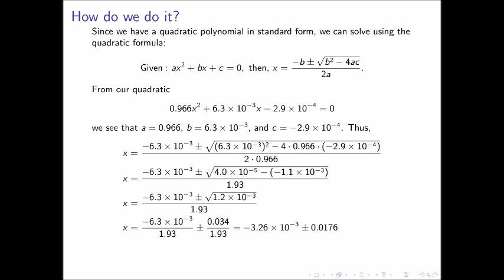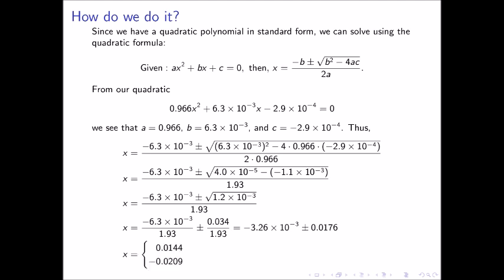Note that I first took the square root of 1.2 times 10 to the negative 3, giving 0.034. We can now divide. Negative 6.3 times 10 to the negative 3 divided by 1.93 yields negative 3.26 times 10 to the negative 3. Additionally, 0.034 divided by 1.93 gives 0.0176.